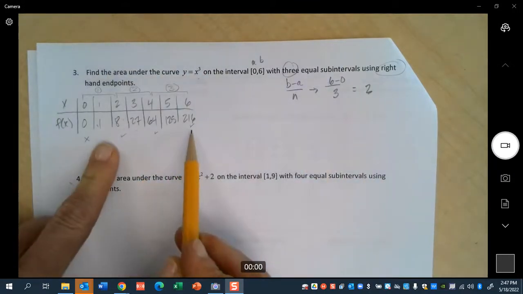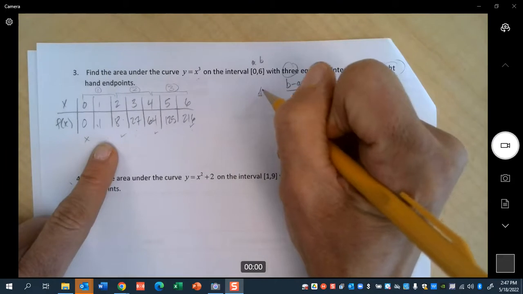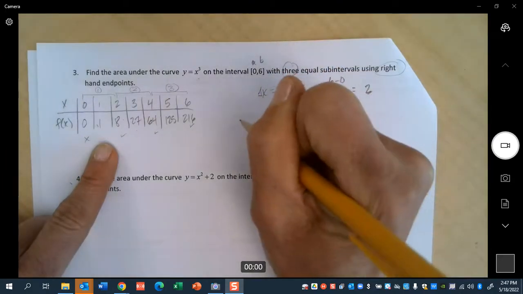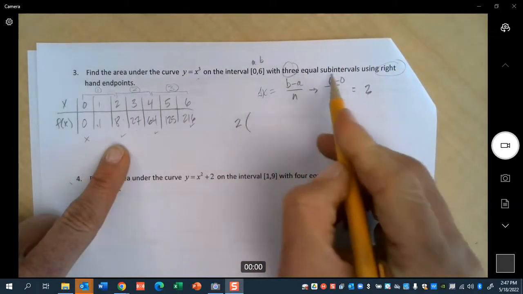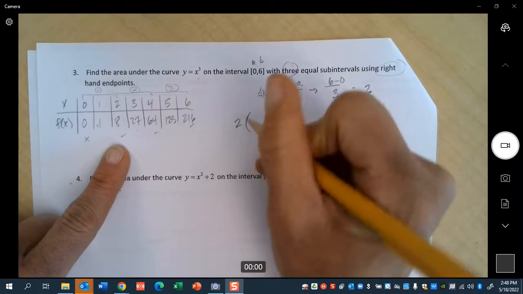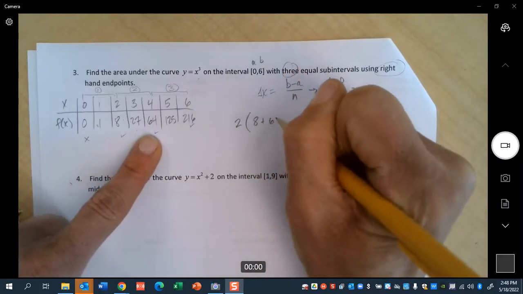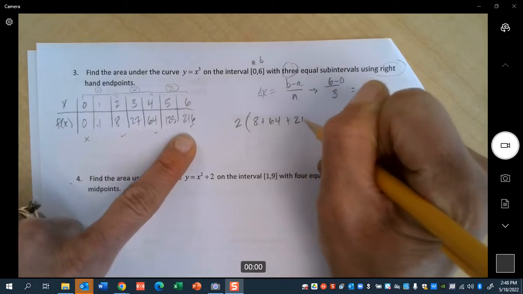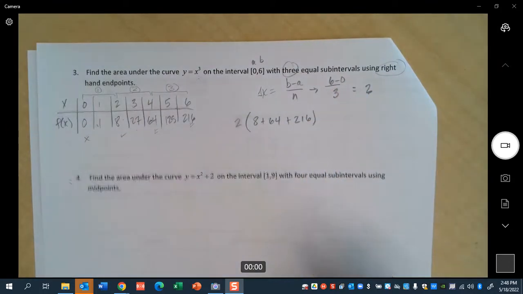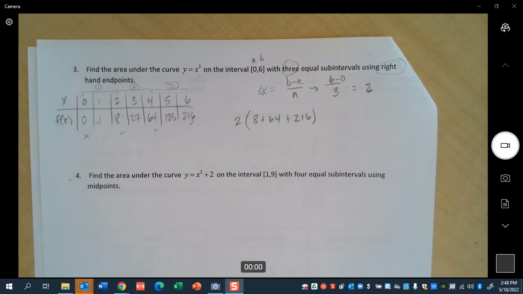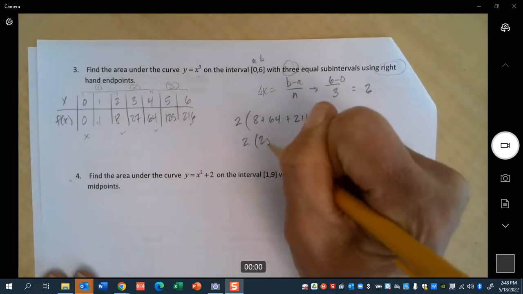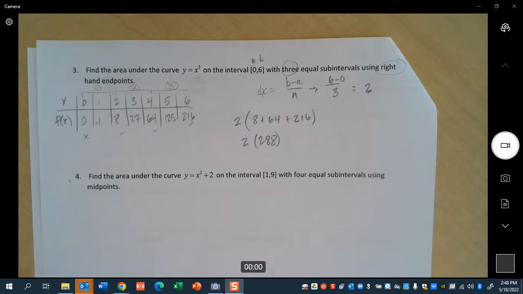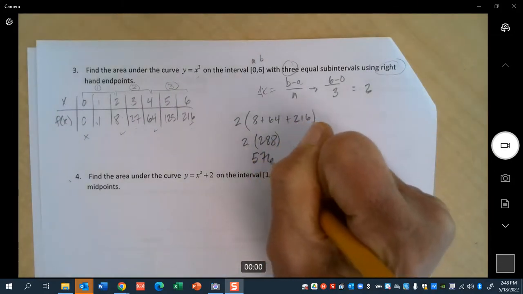3 equal subintervals, here they are. So my change in x is equal to 2. So remember I said if I have an even number of equal subintervals, instead of doing 2 times 8 plus 2 times 64 plus 2 times 216, you can factor that 2 out and just do 2 times 288, 576.